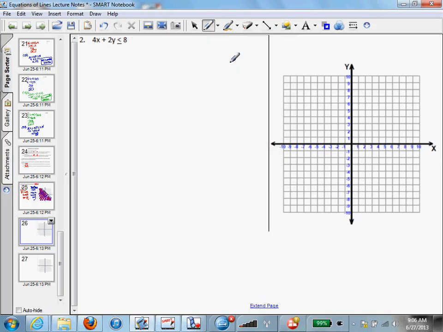Okay, if we look at the next example, we want to see if the line will be dashed or solid. If you noticed here with our inequality symbol, there is an equals as part of our inequality, so this will actually be solid.